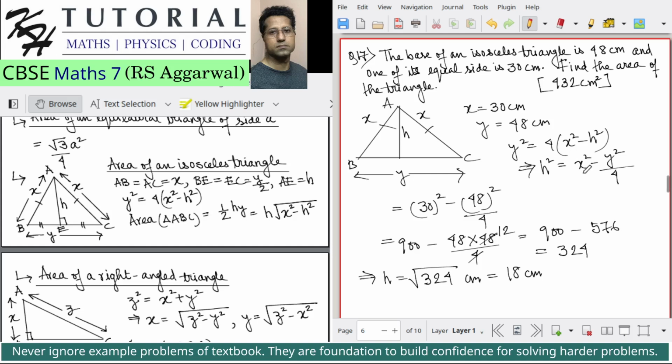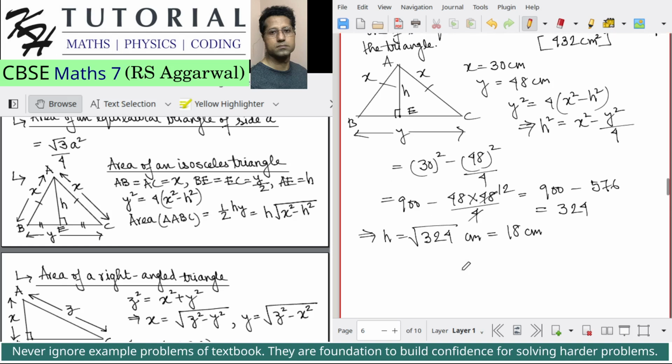Now the formula we have got, y square is equal to 4 into x square minus h square, is based on the Pythagoras theorem. As you can see in this triangle ABC, AE is perpendicular to BC, and AE will also bisect the side BC, that is, E is the midpoint of BC. So since E is the midpoint of BC, applying Pythagoras theorem, we will get y square is equal to 4 into x square minus h square. So we have h is this.